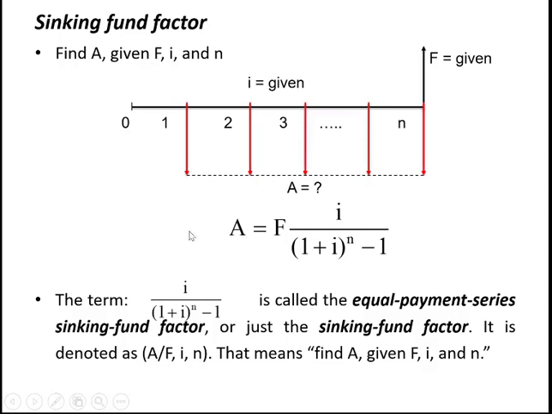Here, this formula: A equals F times the factor i divided by ((1 plus i) to the power n minus 1). And the term i divided by ((1 plus i) to the power n minus 1) is called the equal payment series sinking fund factor, or just the sinking fund factor. Sinking fund factor is denoted here as (A/F, i, n).